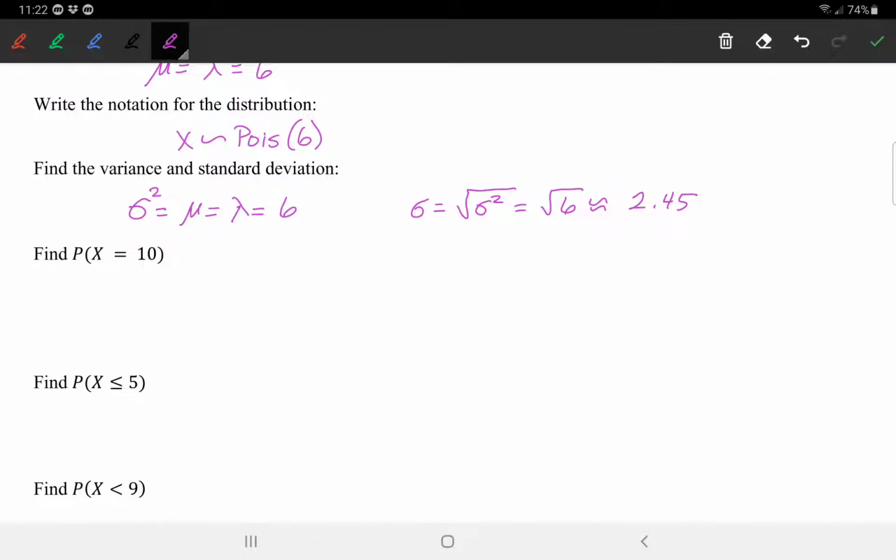So if we want to find the probability that X is equal to 10, we'll just use our calculators. We can put that in. It's the Poisson. Now this is just a strictly equal to, so we'll use the PDF. The Poisson has a parameter of 6, and we are looking for our value of x to be 10. And when you put that into your calculator, it's approximately 0.0413.